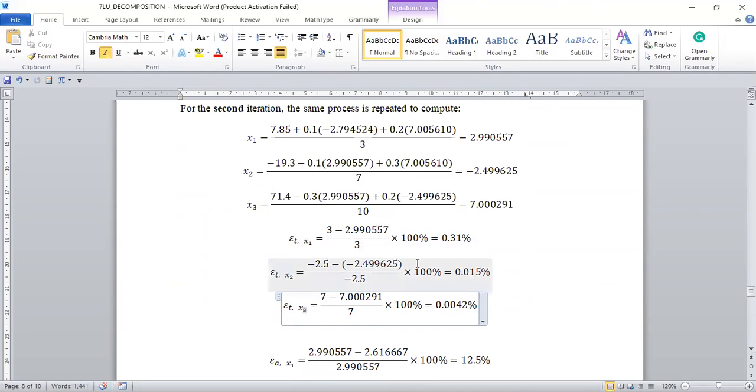So we track the error. So we got 0.31 for x1. We got 0.015 as the error for x2. And we got 0.042 as the error for x3. So that should tell you that, remember, the true value for x1 is 3. The true value for x2 is minus 2.5. And the true value for x3 is 7. So that means that the Gauss-Seidel method is a very fast method, because as just the second iteration, our error was really small.